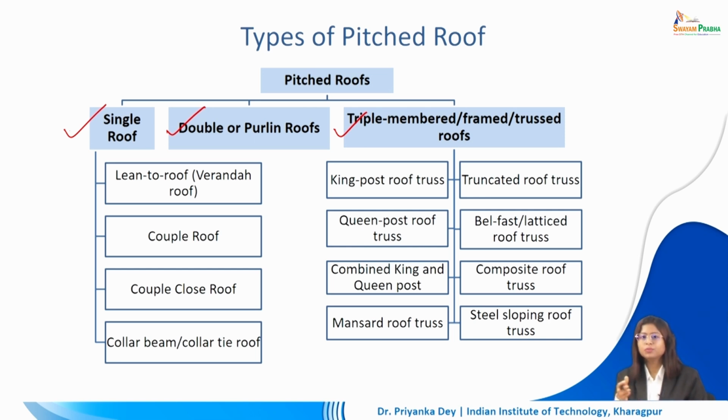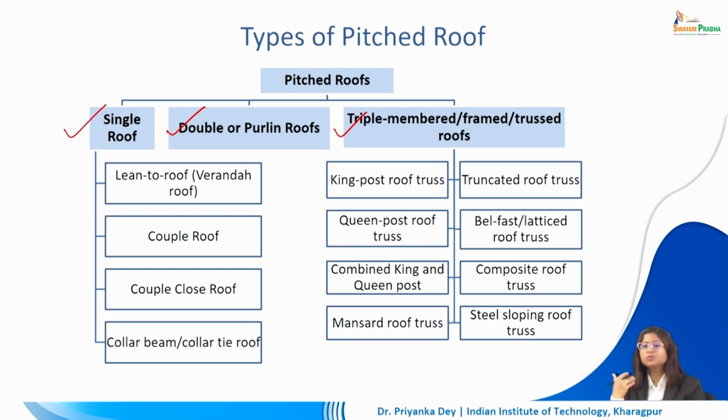In that case, we would have to add an intermediate member called a purlin to support this particular member in the middle. This will allow us to divide the rafters into two parts, 2.5 and 2.5 or less than that. As a result, the size of the rafters can be reduced and the weight of the roof reduces. So, because we are adding two members, rafter and purlin, it is known as a double or a purlin roof.